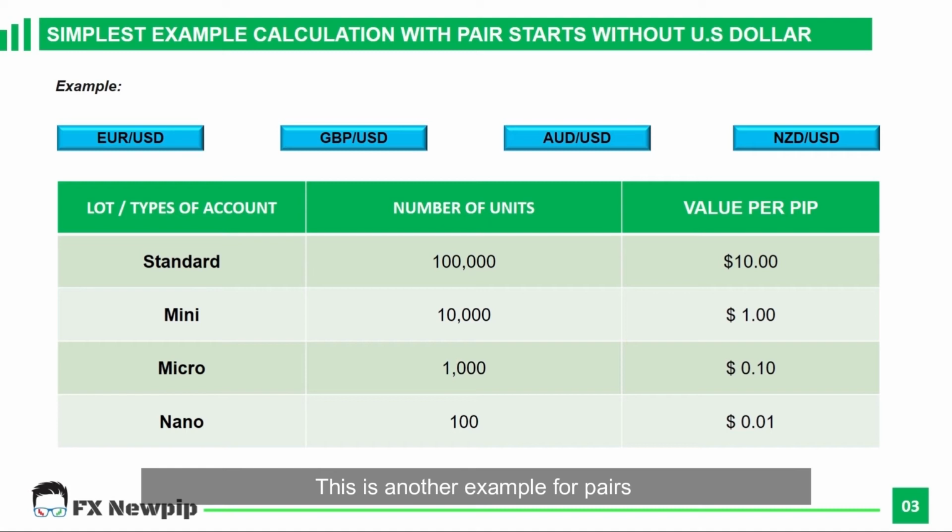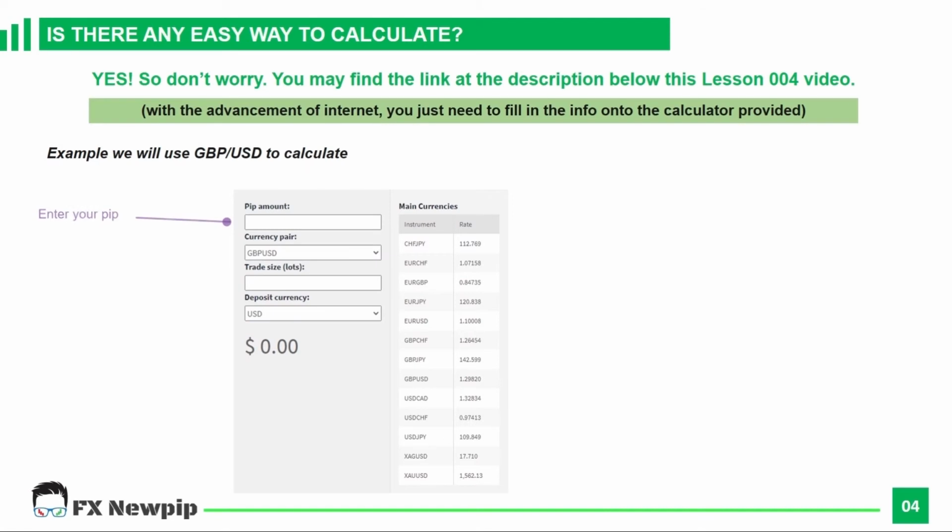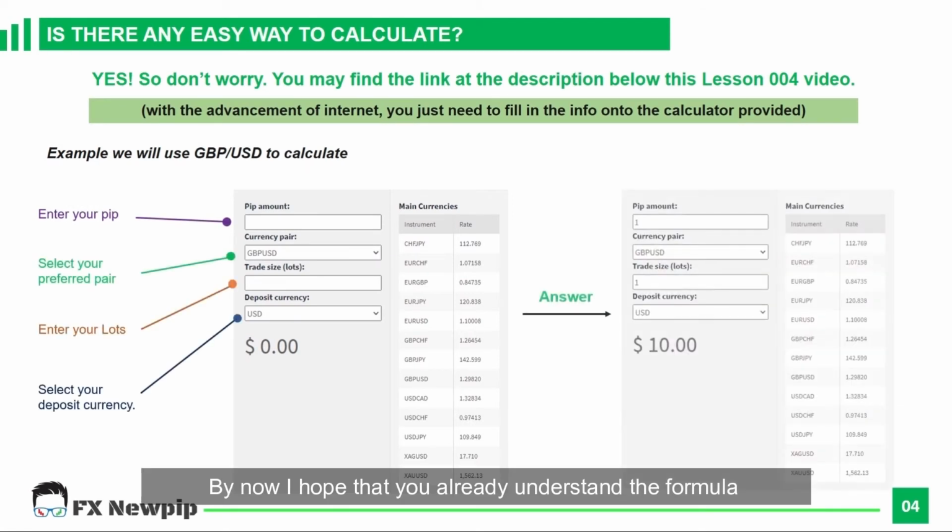This is another example for pairs if the US dollar is not quoted first for different types of accounts. A standard lot is equivalent to $10 per pip. A mini lot is $1 per pip, a micro lot is 10 cents per pip, and a nano lot is 1 cent per pip. By now, I hope that you already understand the formula and how to calculate your lot size.